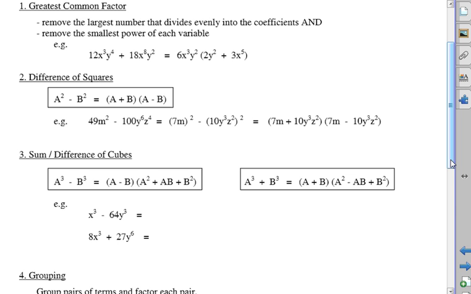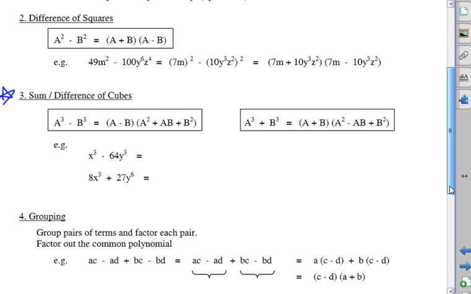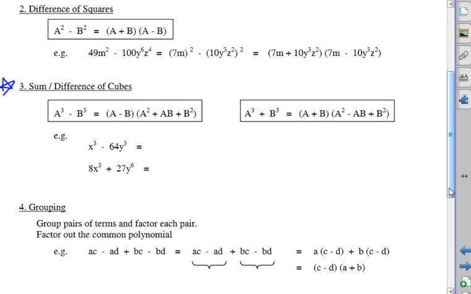This is what's new today, and that's where I kind of want to spend some time: there is a formula for difference or sum of cubes. In the past, I made people memorize it. You're welcome. It's on your formula sheet. I don't have one with me. So if you're on your formula sheet, you should be able to find sum and difference of cubes.